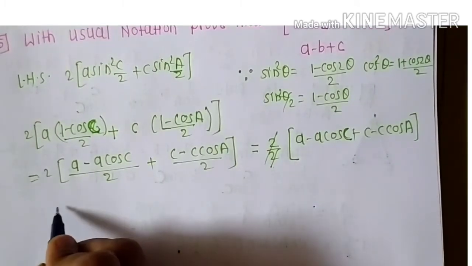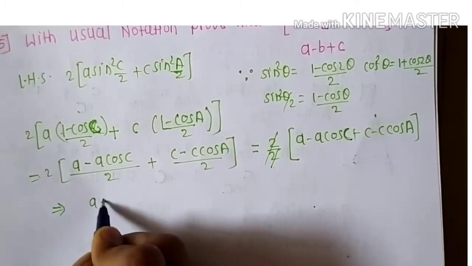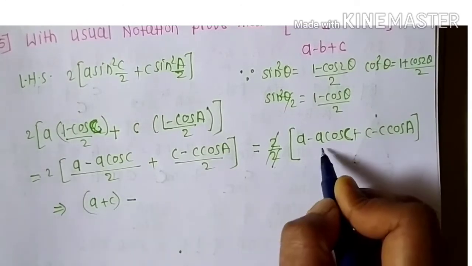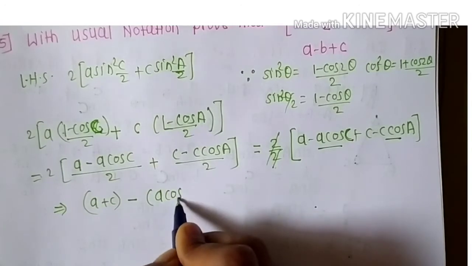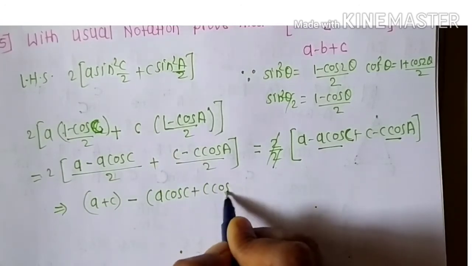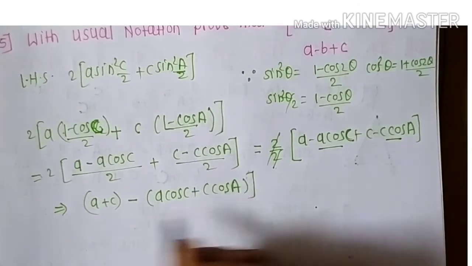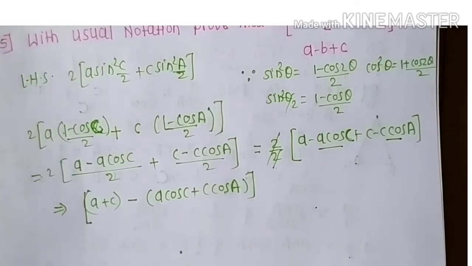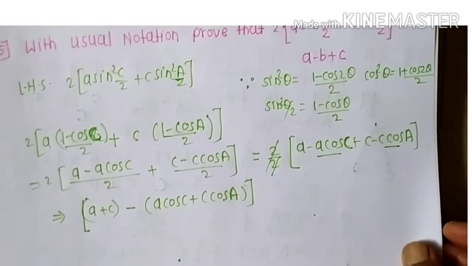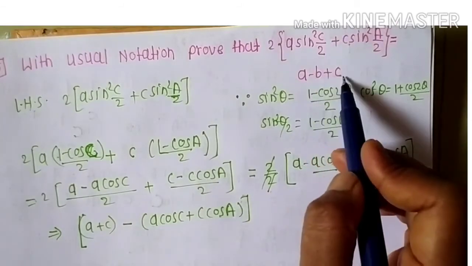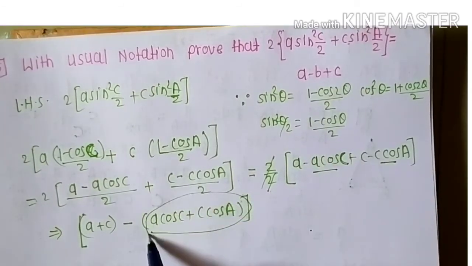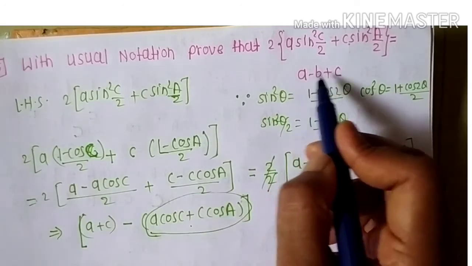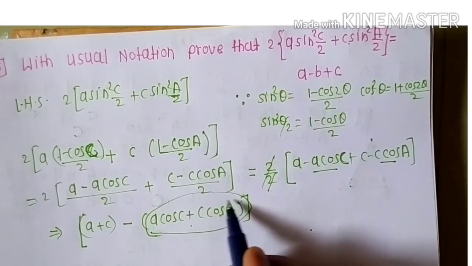Then what remains is a plus c, which we separate out. From these two terms we take the minus sign outside, and what remains is a cos C plus c cos A. Here we have to show that the simplification of this is a minus b plus c. That means in place of this term we want b, then we get a minus b plus c.